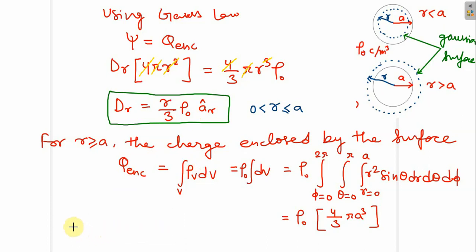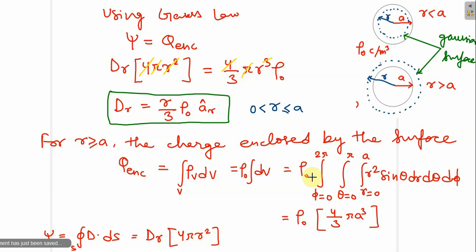Now what is psi? Psi equals the surface integral of D dot dS, that is the electric flux density, and it can be calculated as Dr into 4 pi r square. Now why is it r square? Because here it is the surface; the radius of this Gaussian surface is r.